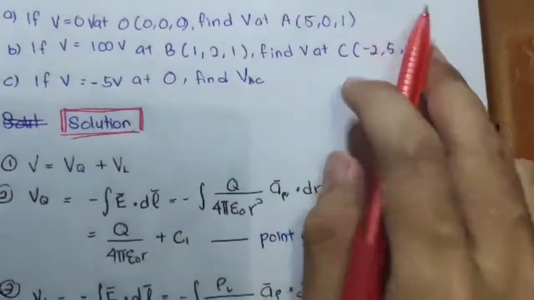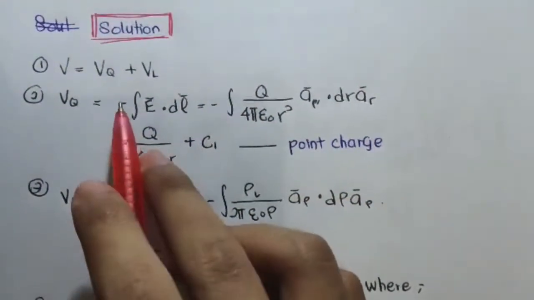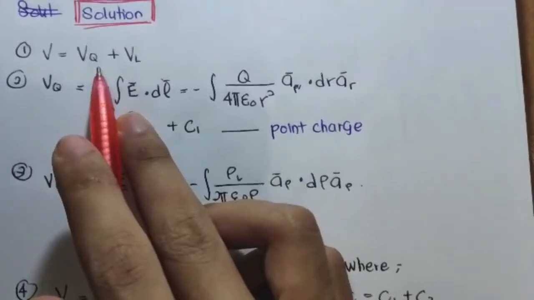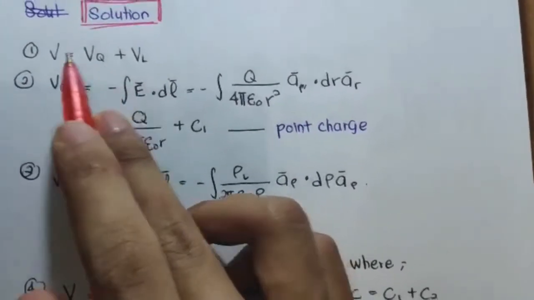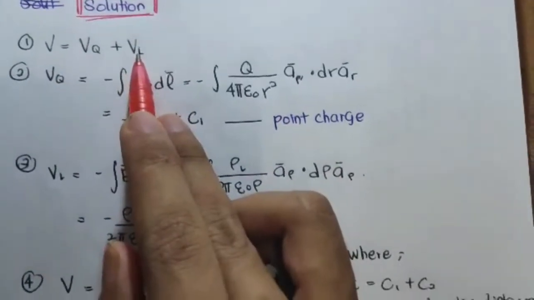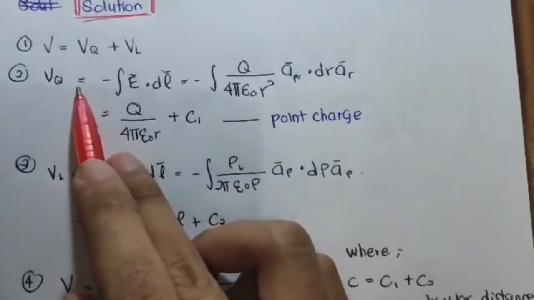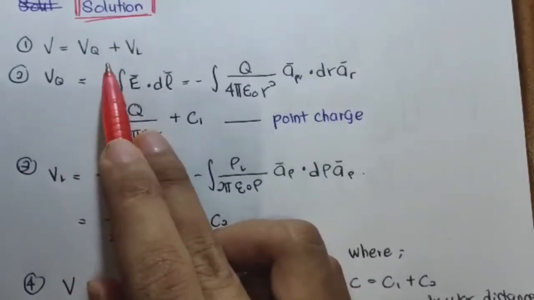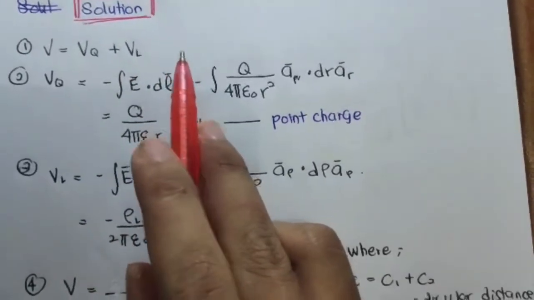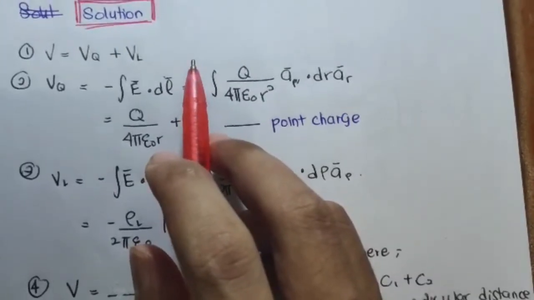Okay, for the solution, first we need to let the potential at any point be V equals VQ plus VL, where VQ and VL are the contributions to V at that point due to the point charge and the line charge respectively.